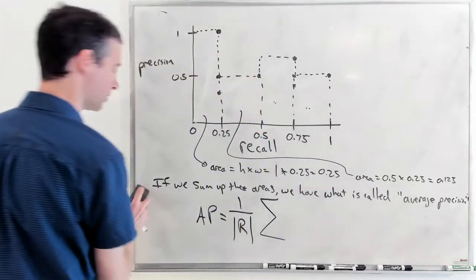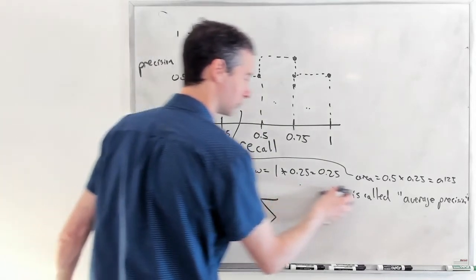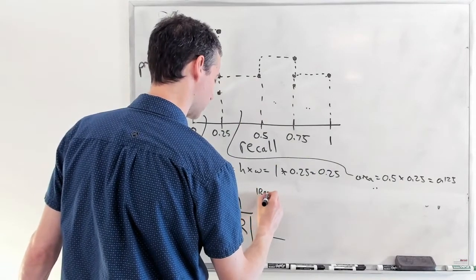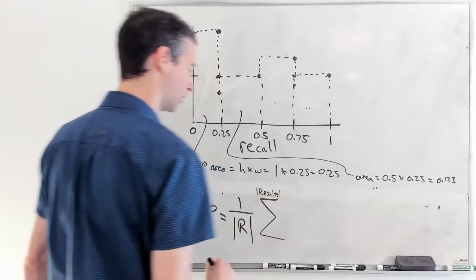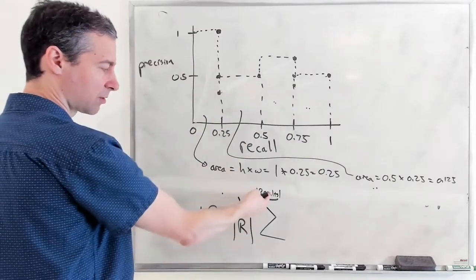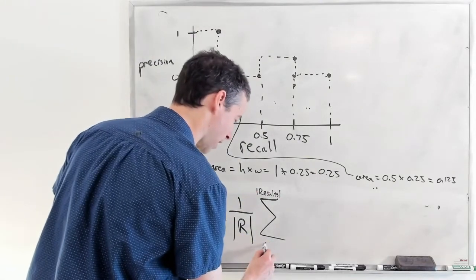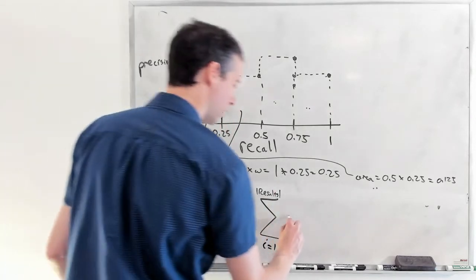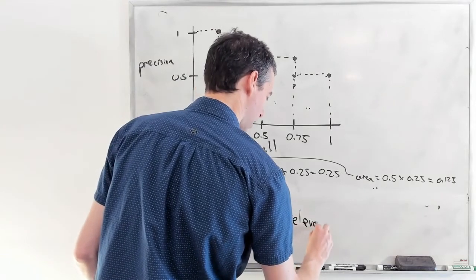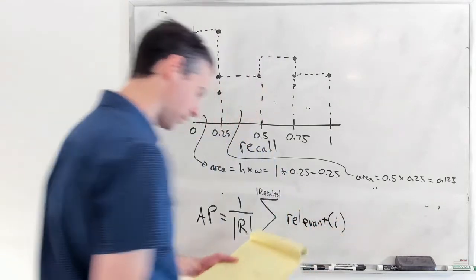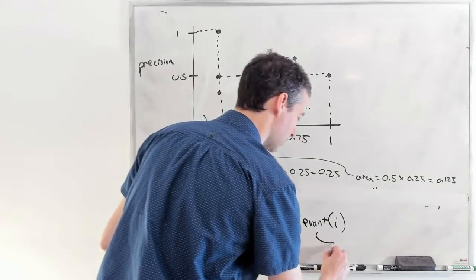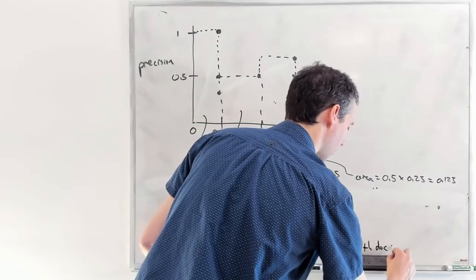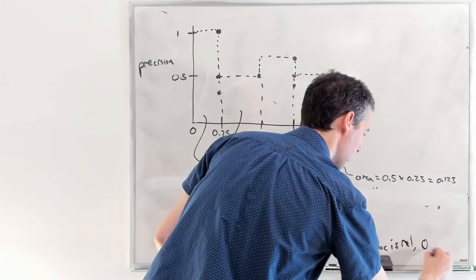I'm always out of space. I'm going to have to erase some stuff here. And so we go up to the number of results that we have in our ranked list. If we had 1,000 results, we'd sum up to 1,000. I is going to be our rank from 1 to whatever the total number of results is. And then we ask whether or not this document is relevant or not. This is 1 if the ith doc is relevant, 0 otherwise.